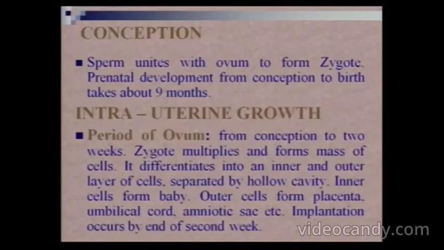At this time the zygote is still multiplying as it is travelling down the fallopian tube, and it differentiates into a mass of inner and outer layer of cells separated by a hollow cavity. The inner cells form the baby and the outer cells form the placenta, umbilical cord and amniotic sac, which are the structures which support the baby to derive nutrition from the mother. The zygote is still travelling down the fallopian tube after the ovum has been fertilized by the sperm, and it is only by the end of the 2nd week that implantation will occur.